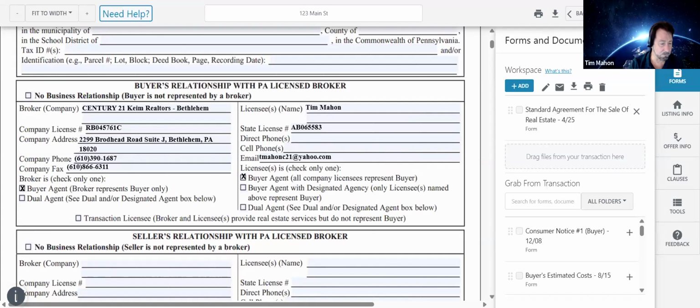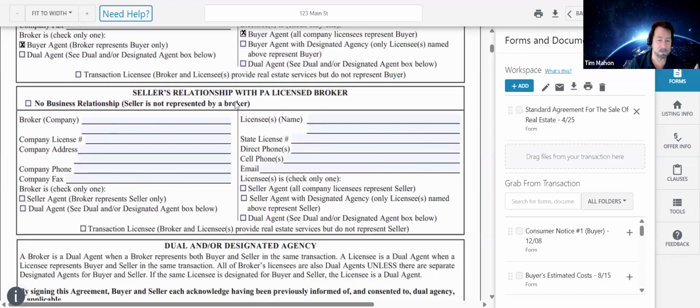Actually, this is wrong. I always end up changing it. I don't know why my cell phone shows up as the company phone, but it's not important right now. My license number, I add my cell phone here. Okay. Seller's relationship with PA licensed broker. Where do you think you're going to get that from? It's going to be on the listing.